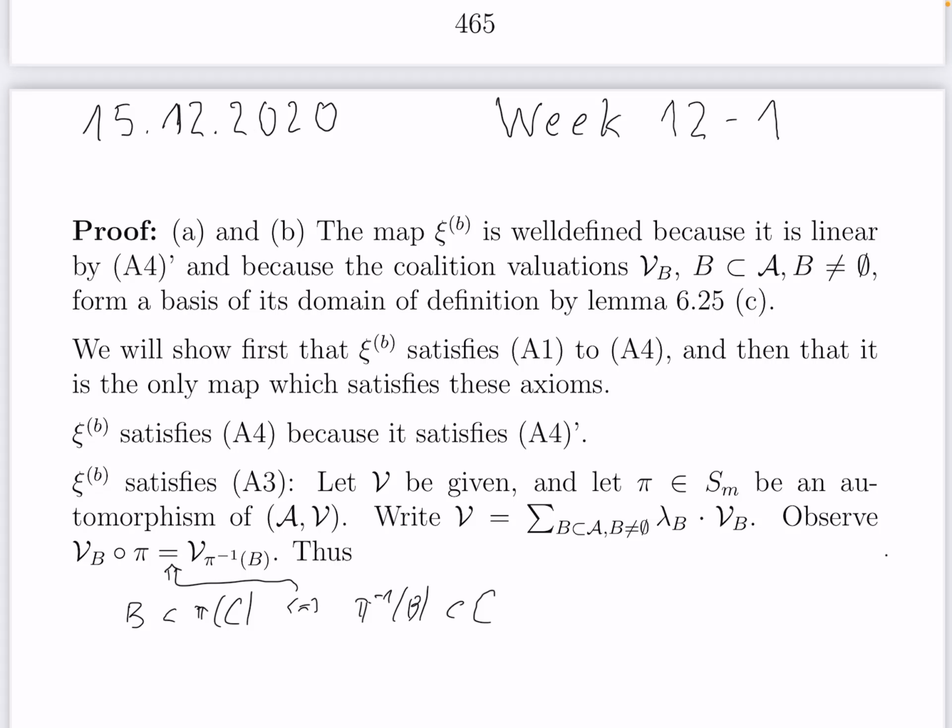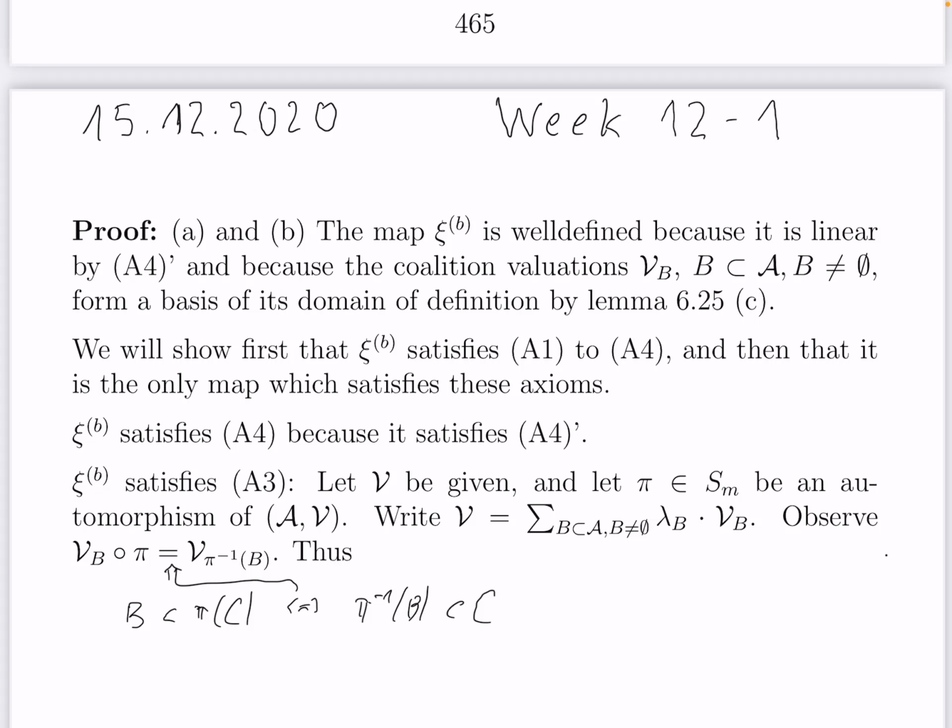Now it satisfies the axiom A3, the axiom of symmetry, and for that we have to make some arguments and calculations. So let us be given the coalition valuation V and let this permutation pi be an automorphism of V. That means that V composed with pi is equal to V. Now we write this coalition valuation as a linear combination of the new basis from lemma 625, the sum over non-empty subsets B of A of lambda B times VB.